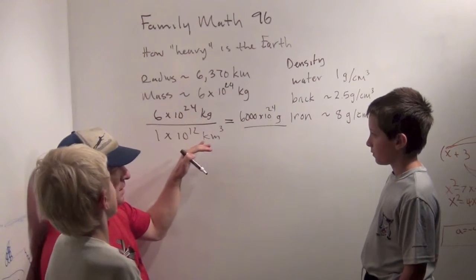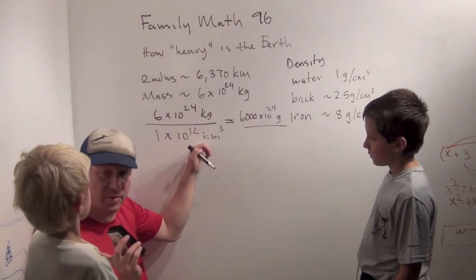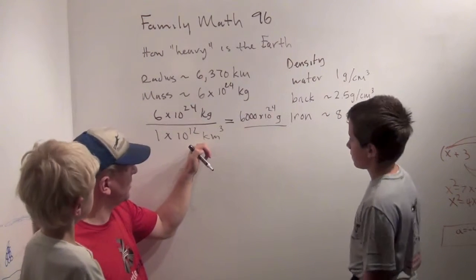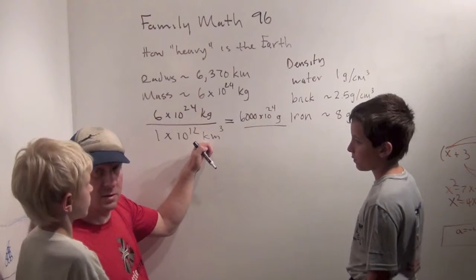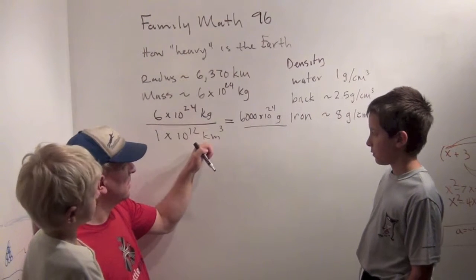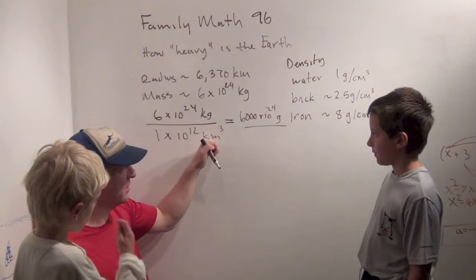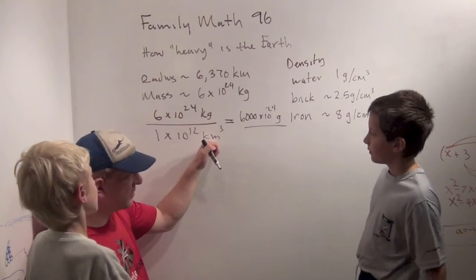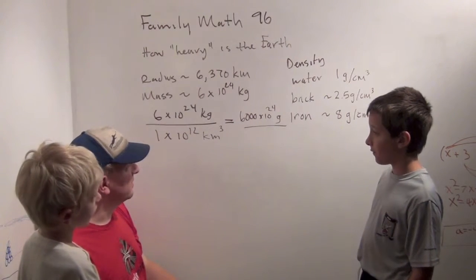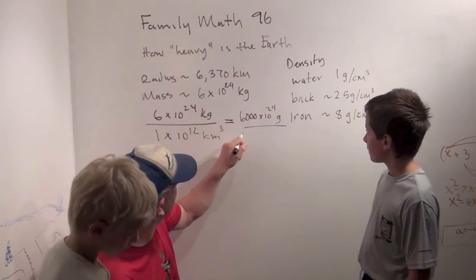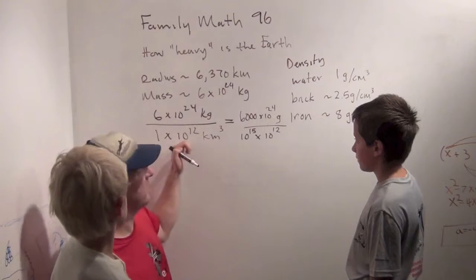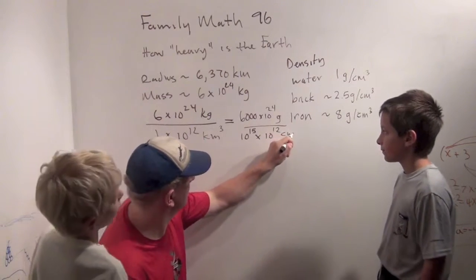And we have to figure out how many centimeters are in a kilometer. Can you tell me how many centimeters are in a meter? 100. And how many meters are in a kilometer? 1,000. Okay, so there's 100,000 centimeters in a kilometer. That's 10 to the 5th, and then we have to cube that. What is 10 to the 5th cubed? 10 to the 15th. So we have 10 to the 15th times 10 to the 12th centimeters cubed.